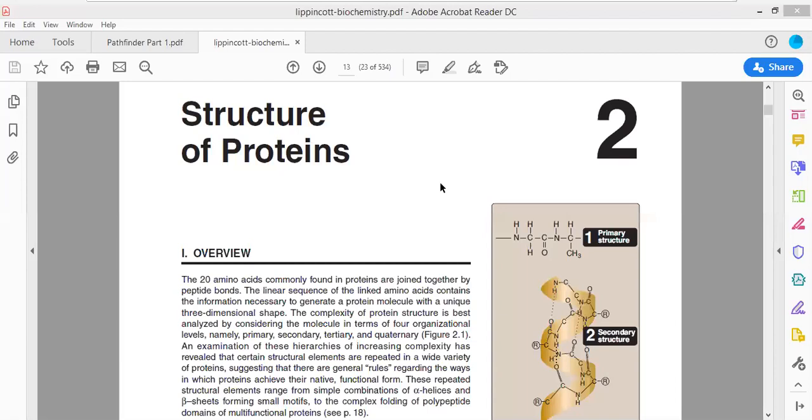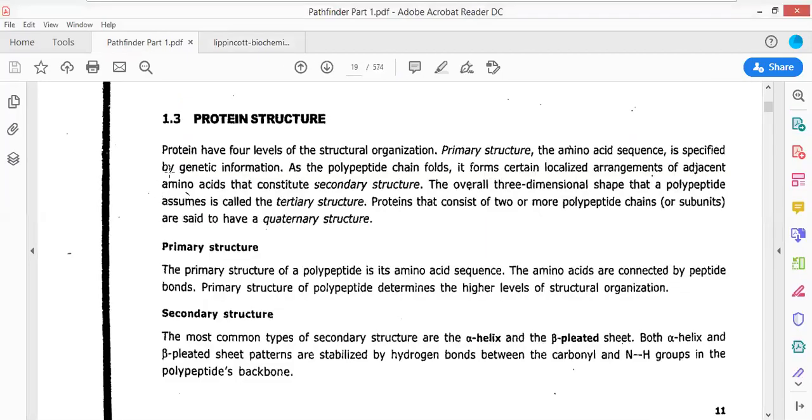Now, when you're talking about Pathfinder, that's a basic book. You see that there are four different orientations for the structure of proteins. The simple orientation is the linear structure of protein. When you study the linear structure of proteins, see this: what is written here? Proteins have four levels of structural organization. Which are the four levels?